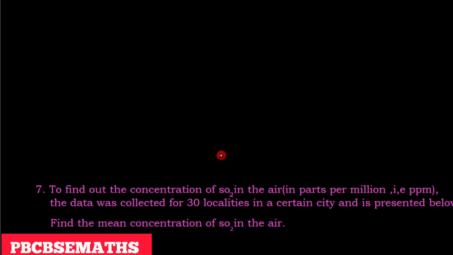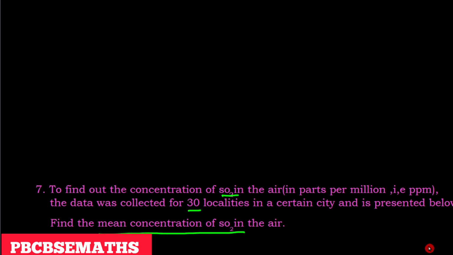Today in this video, we are going to solve exercise 14.1, seventh question. In the seventh question, we have to find out the concentration of SO2 in the air. The data was collected for 30 localities in a certain city and is presented below. Find the mean concentration of SO2 in the air.